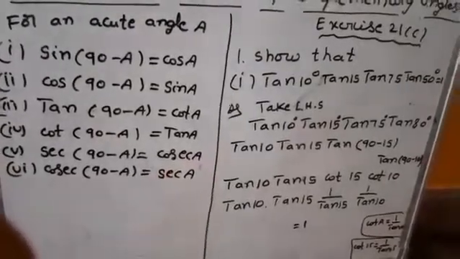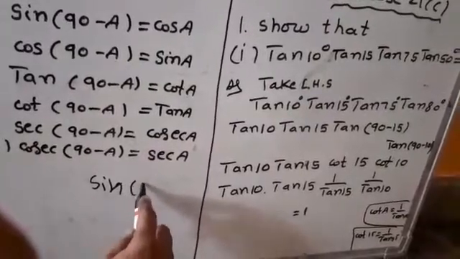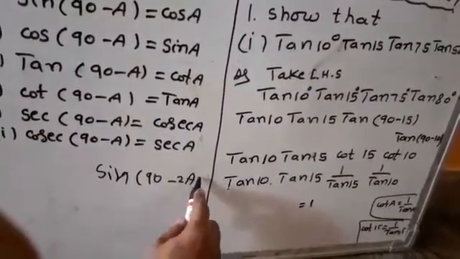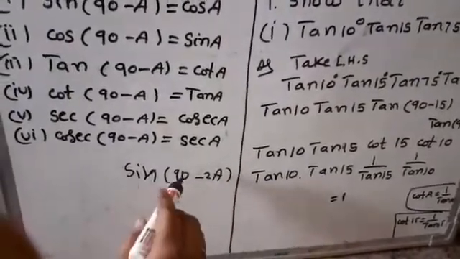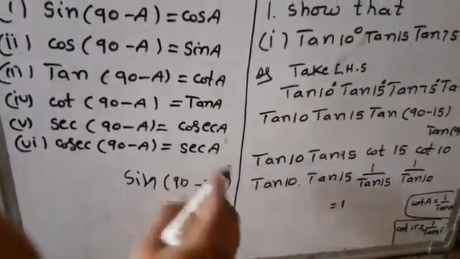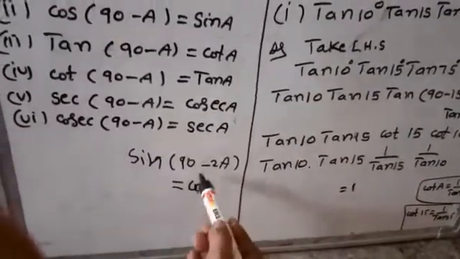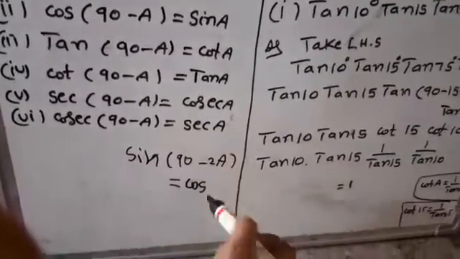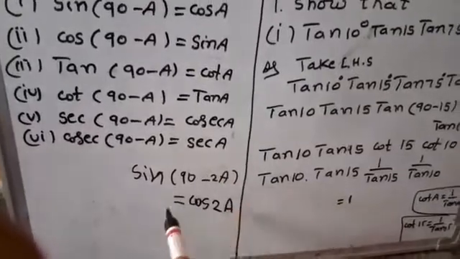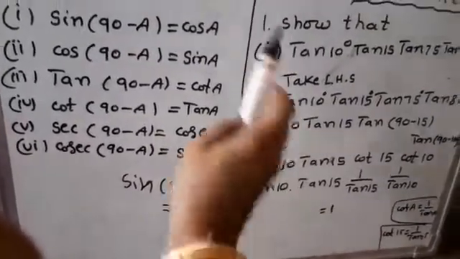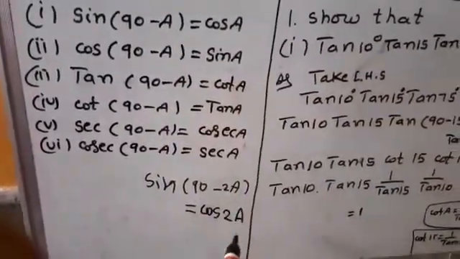For example, sine of 90 minus 2A. Here 90 degrees is there with sine, so sine will become cos. Angle 2A is there, so it will come as 2A. So sine of 90 minus 2A equals cos 2A. Understand? If only A is there, it will come as cos A. Suppose angle 2A is there, it will come as 2A.